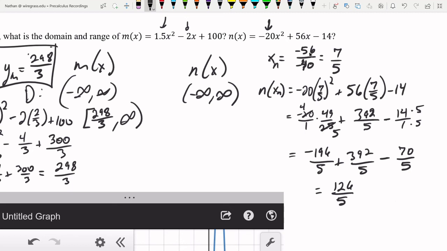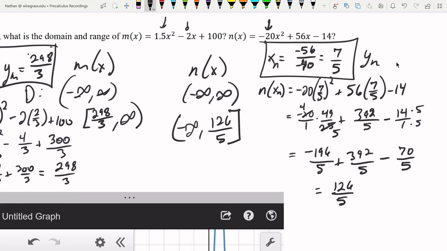Once again, a is negative, so we know it's going to be a flipped parabola. That means that this value is a global maximum. So the range is going to be from negative infinity up to that value, but no higher. Of course, we know what the vertices are. This is the x-coordinate of the vertex. This is the y-coordinate. Equals 126 over 5.